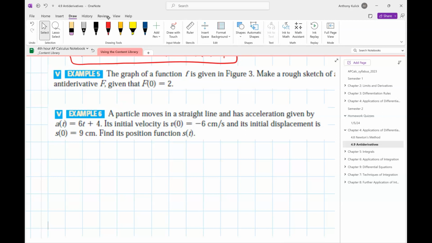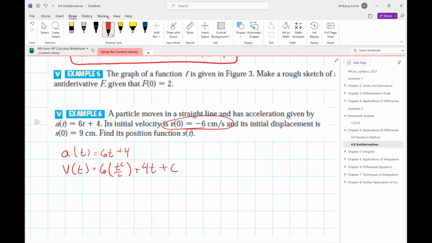Everybody's cool with the plan? Okay. So our velocity function is going to be the antiderivative of this. We'll ignore the 6. The antiderivative of t is t squared over 2, and the antiderivative of 4 is 4t, and then we have plus our constant. To solve for the constant, I know that v of 0 is negative 6. So I know that c is negative 6. So my velocity function is 3t squared plus 4t minus 6.